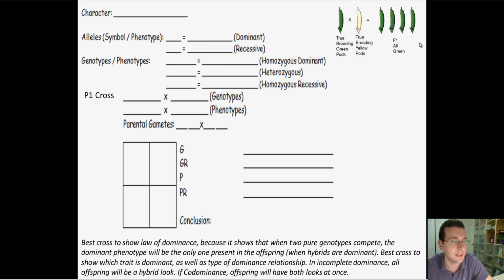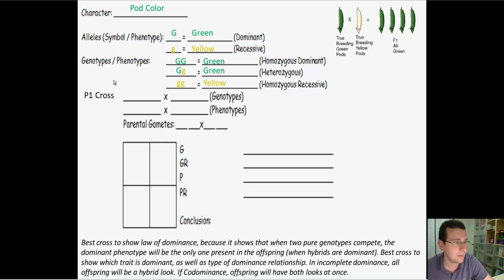So let's look at the plots here. And he actually found out that when he did that, all of the children came out green. And so let's talk about what happened there. And that's how he figured out what was going on. So, again, the pod color is going to be the same thing as we did before. Nothing changes here. The character, the alleles, the genotypes are all the same.